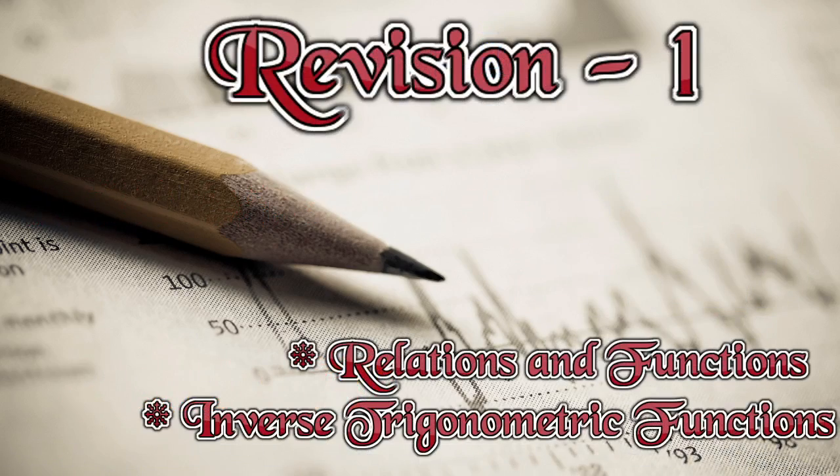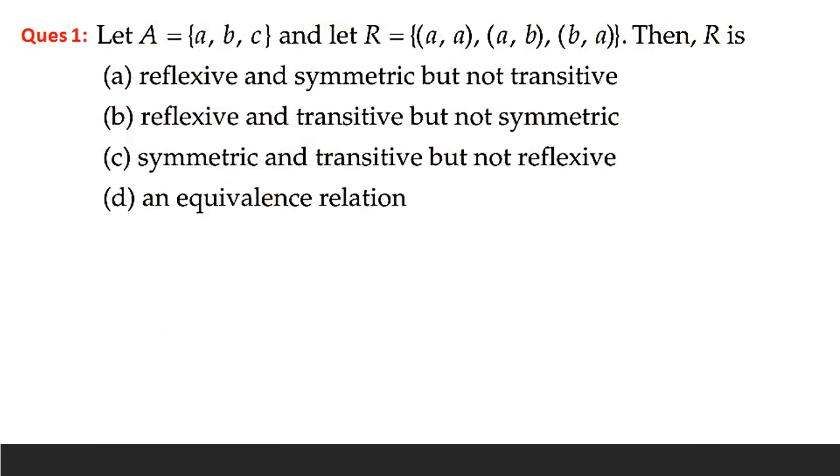So today, what are we going to do? This is revision video 1. Let's do a quick recap of relations and functions and inverse trigonometric functions with the help of some extra questions. Let's take some small questions. Question number 1: let A = {a, b, c} and the relation R = {(a,a), (a,b), (b,a)}. Then which type of relation is this?